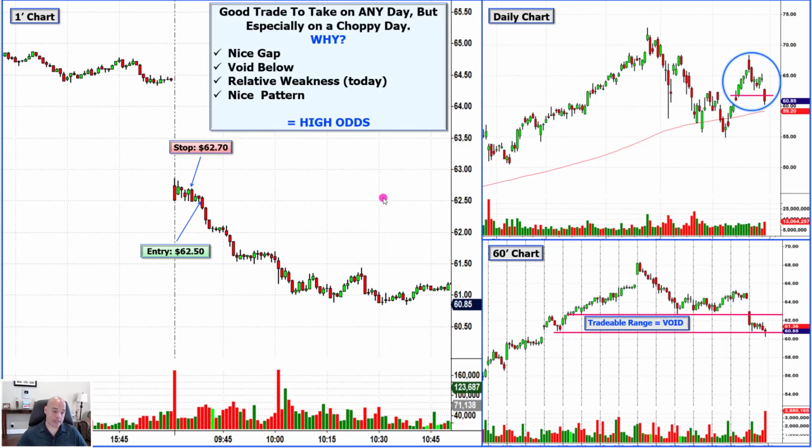Now, these are what I like to call anytime trades. This is a good enough trade you can take just about any time because the gap is nice with shock value. It has void to drop. It has relative weakness to the market. It has a really good pattern, right? This is a pattern that you feel good about no matter what the market's doing. That doesn't mean it's going to work 100% of the time. It just simply means it's a very high odds trade regardless of the market, okay?